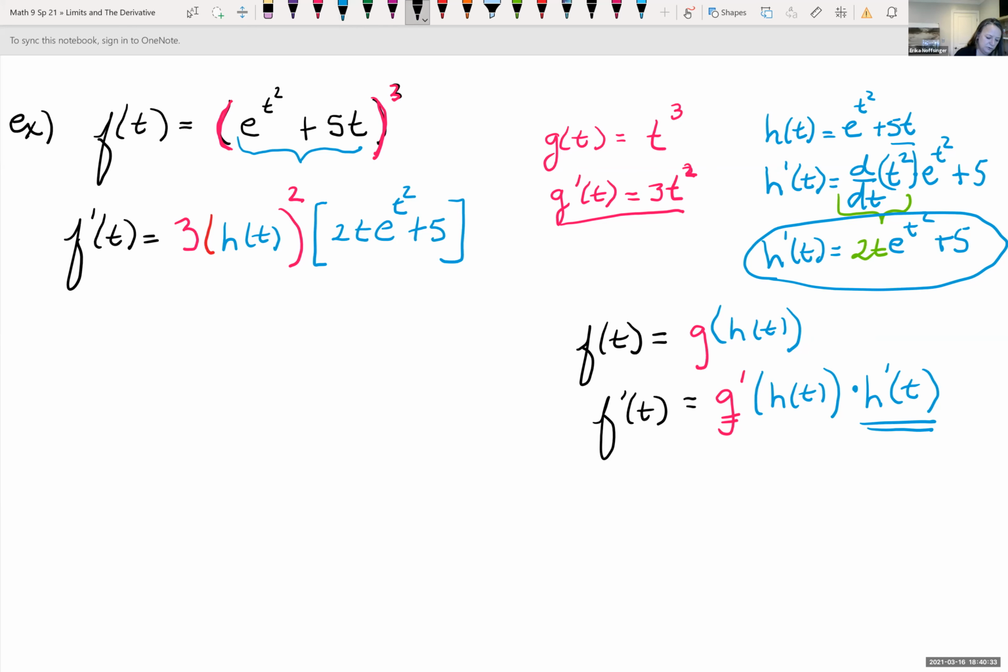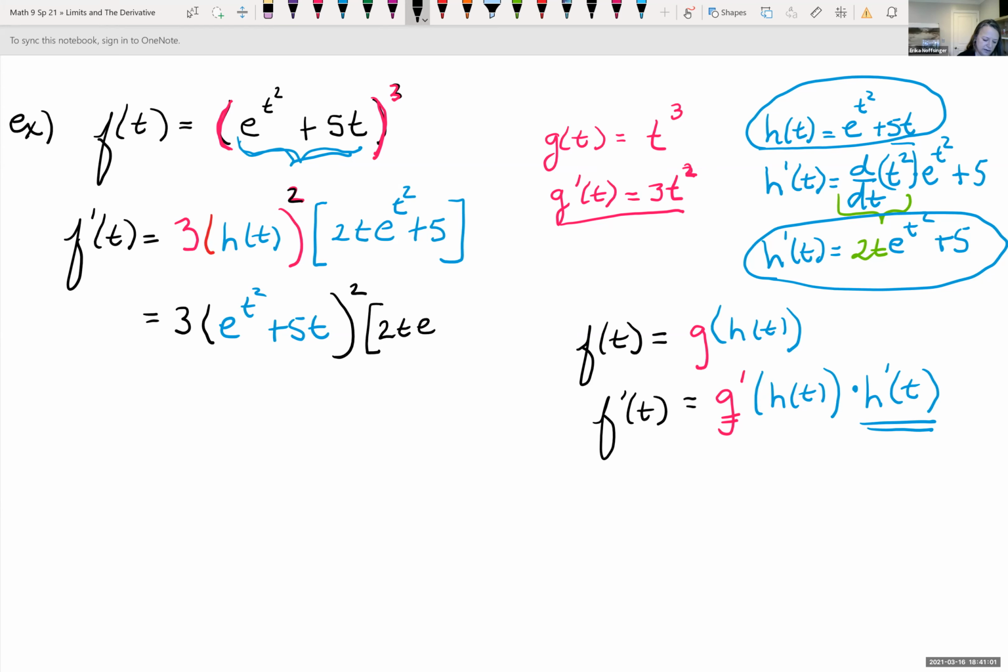So this is equal to 3 of the inner function. Our inner function was this e to the t squared plus 5t, quantity squared, times the derivative of the inner, 2t e to the t squared plus 5.